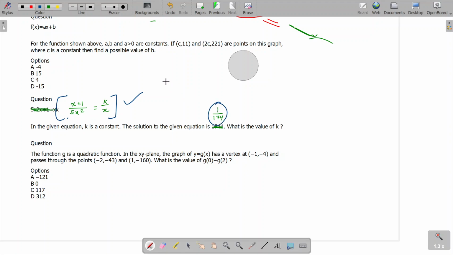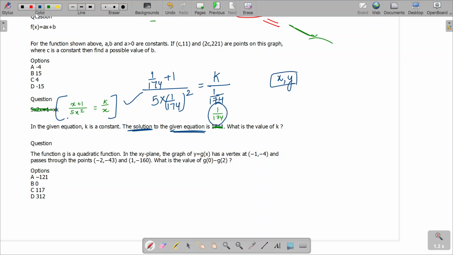Instead of x, I have to write 1 over 174 because that is the solution of the given equation. So I'll write 1 over 174 plus 1 over 5x raised to the power 2. Here x is not x, it is 1 over 174 raised to the power 2, k over x. Now I told you that Desmos never understands k, a, b, c, d, e, f, g. It only understands two letters, x and y. So what I'm going to do, I'll replace this k with x, and I'll put it the way it is.